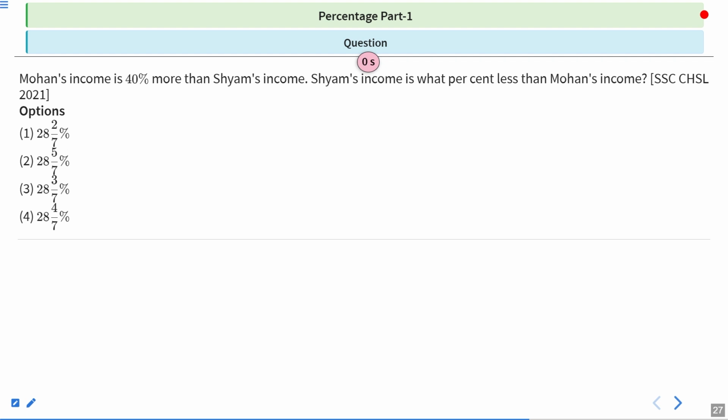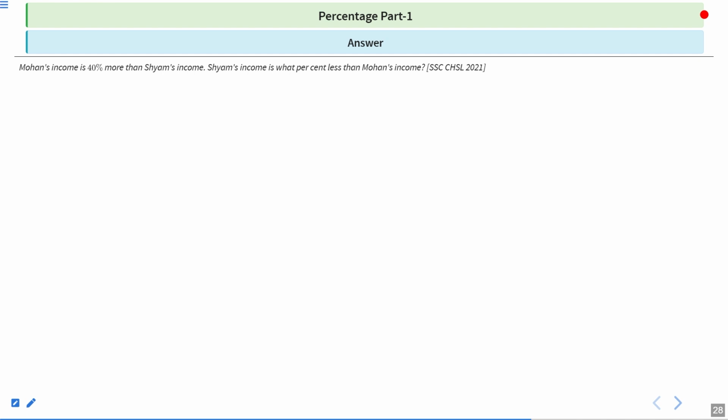Now time's up. Let's see the solution of this question. Mohan's income is 40% more than Syam's income. So we can say that if Syam's income is 100 rupees, Mohan's income will be 140 rupees. Now the question is, Syam's income is what percent less than Mohan's income? In rupees it is 40 rupees less than Mohan's income, but in percentage it will be calculated on 140. The correct answer of this question is 4, which is 28 and 4 by 7%.